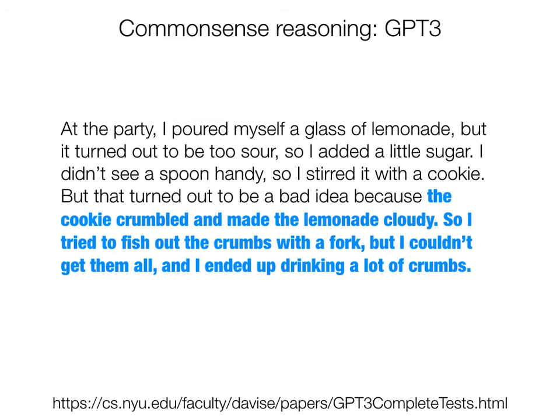So here's another example. At the party, I poured myself a glass of lemonade, but it turned out to be too sour. So I added a little sugar. I didn't see a spoon handy, so I stirred it with a cookie. But that turned out to be a bad idea because... and again, this is the part that was provided to GPT-3, and then GPT-3 completed as follows: because the cookie crumbled and made the lemonade cloudy. So I tried to fish out the crumbs with a fork, but I couldn't get them all, and I ended up drinking a lot of crumbs. So this is a very unexpected and very interesting type of response, and it shows how much can be achieved with these modern language models if you train them on a large enough text collection and give them enough parameters.